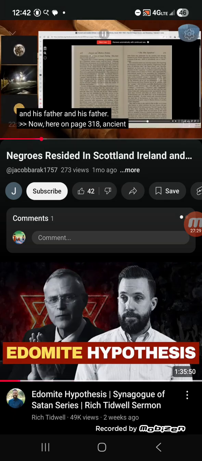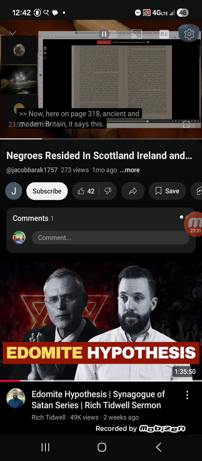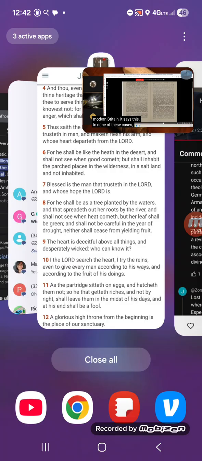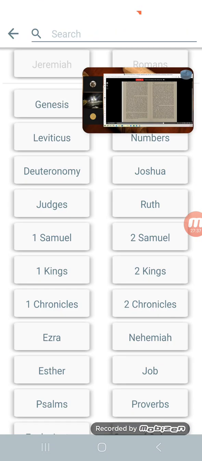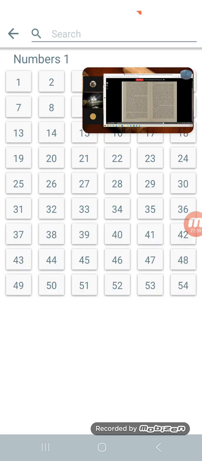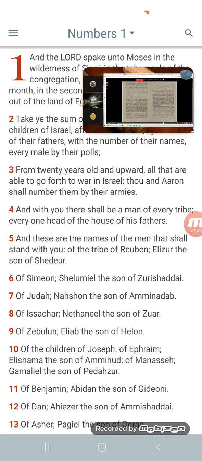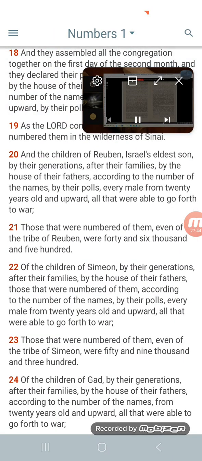Now here on page 318, Ancient and Modern Britons, it says this: In none of these cases, Blue John, Blue Donald, and Green Collar. Now these terms, Blue John is actually another way of saying Black John, Blue Donald, Black Donald, and Green Collar means Black Collar. I'm going to break it down.